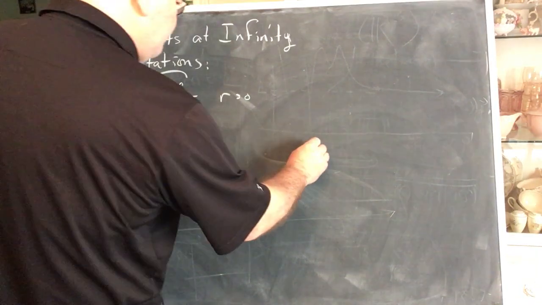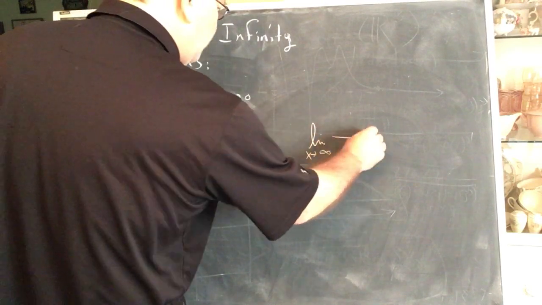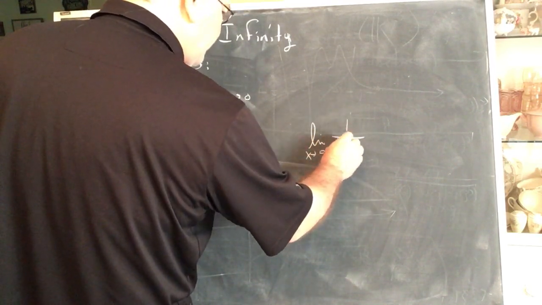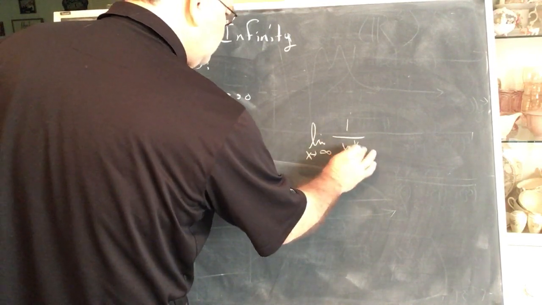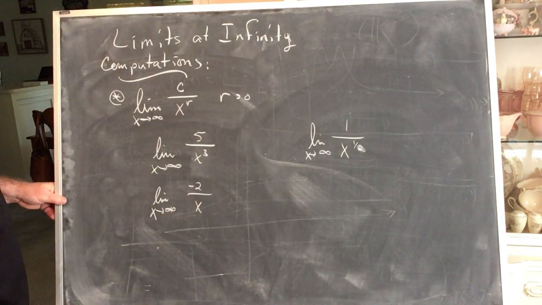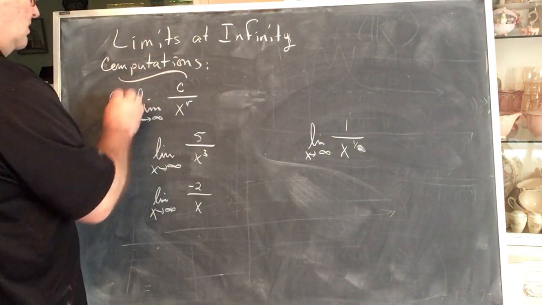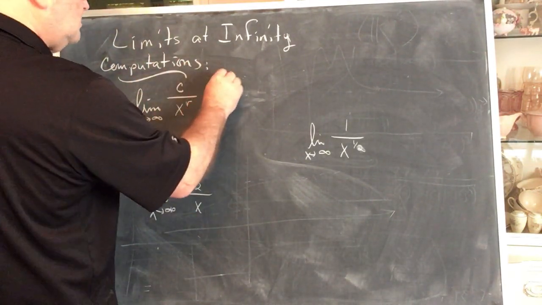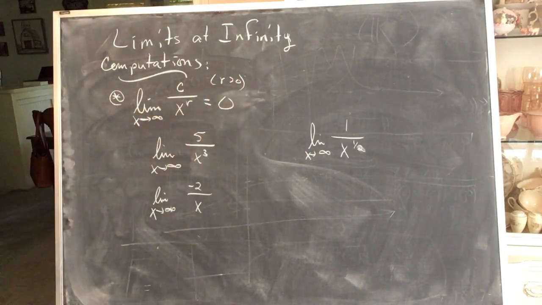Another example might be the limit as x goes to infinity of, let's say, 1 over x to the 1/2. Now we know that means square root of x, but that's still x to the 1/2. And so this is another specific instance of this occurrence. The theorem says this, that if we have r bigger than 0, then this limit is equal to 0.